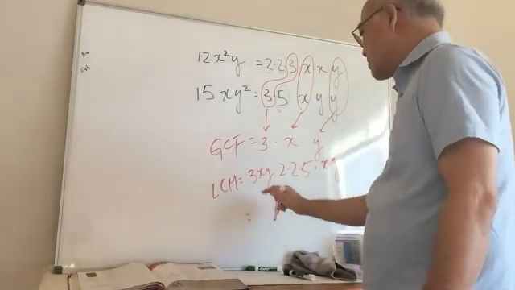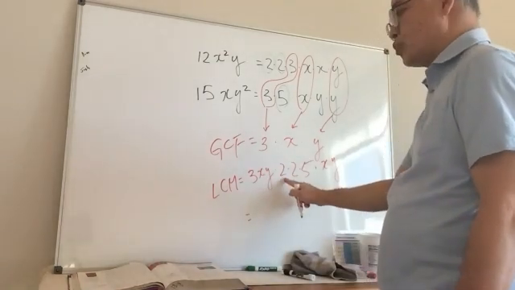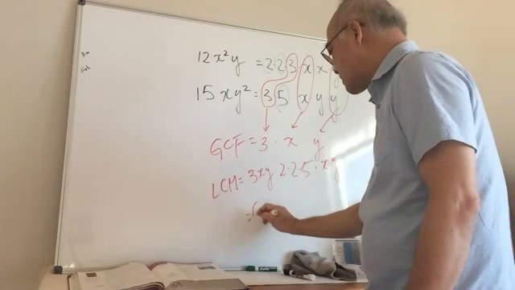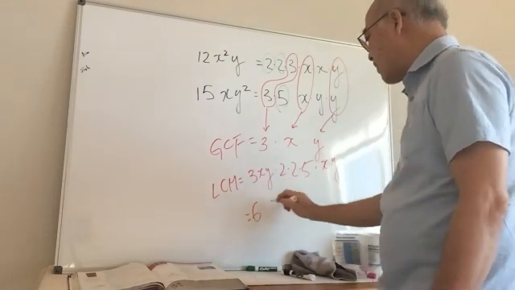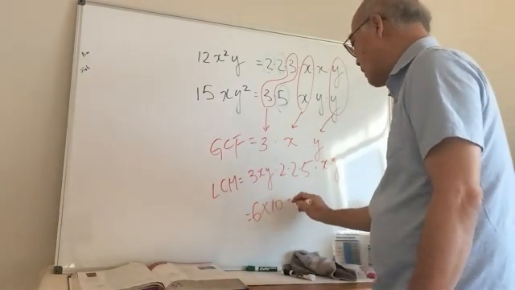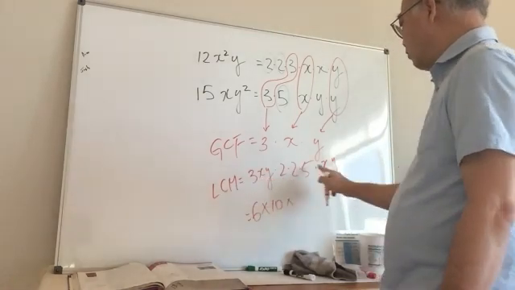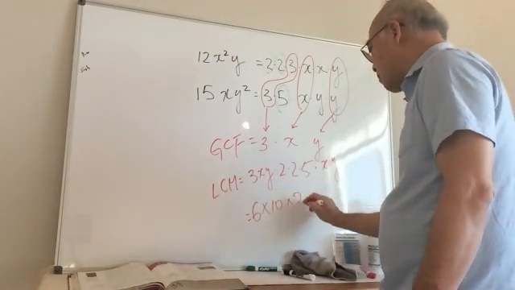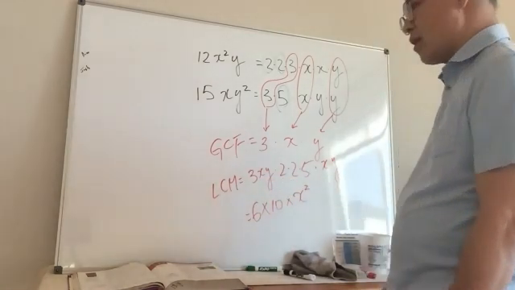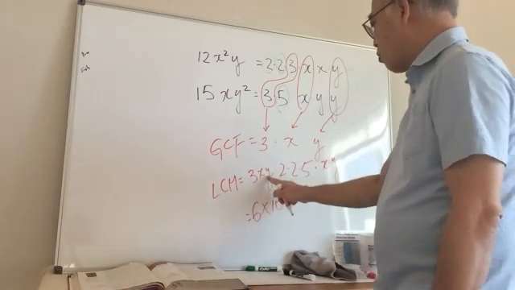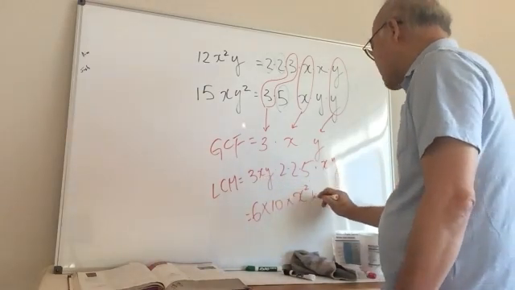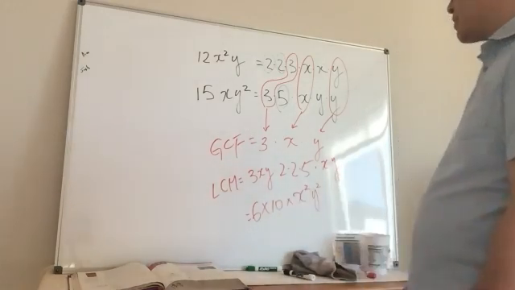For the numbers, I have 3 times 2, which is 6. Then I have 2 times 5, which is 10. Then I have 2 x's, so I'm going to combine that to x squared. Then I have 2 y's, so I'm going to combine them to say y squared.